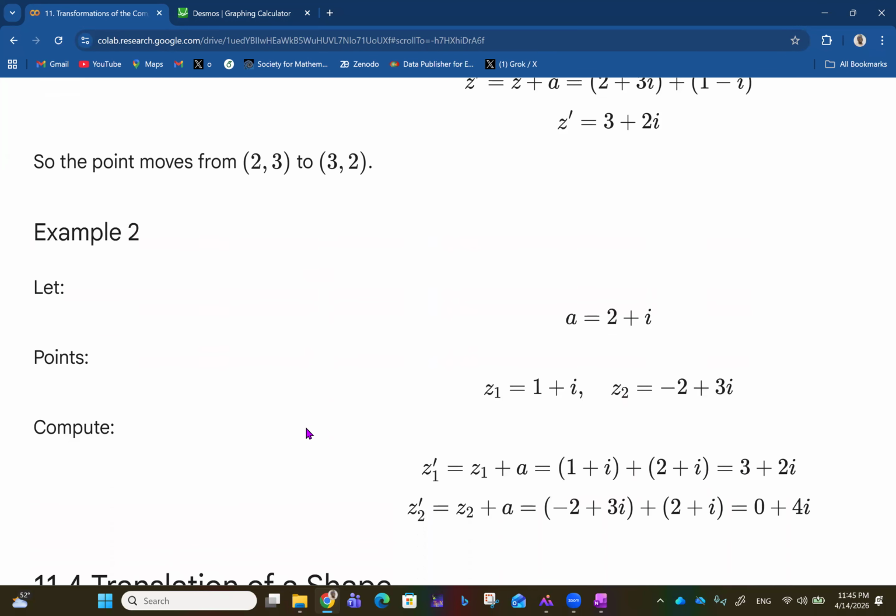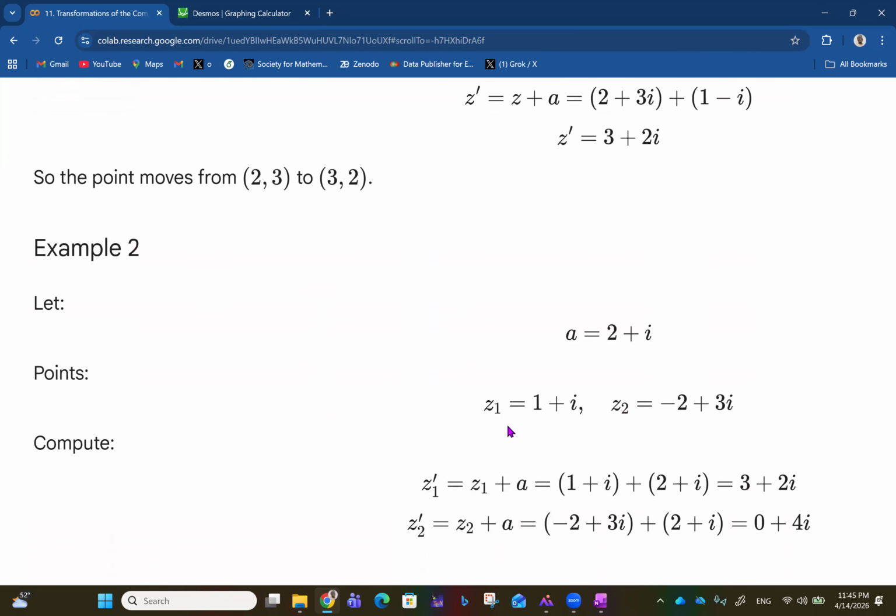All right, so example two now. You have a equals 2 plus i, z1 is 1 plus i, z2 is minus 2 plus 3i. So if you want to do z1 prime, that's z1 plus a. That's 1 plus i plus 2 plus i. That's 1 plus 2, 3, i plus i, 2i. Then z2 prime, that's z2 plus a. So z2 is minus 2 plus 3i plus a, that's 2 plus i. So minus 2 plus 2 is 0, and then 3i plus i, 4i.